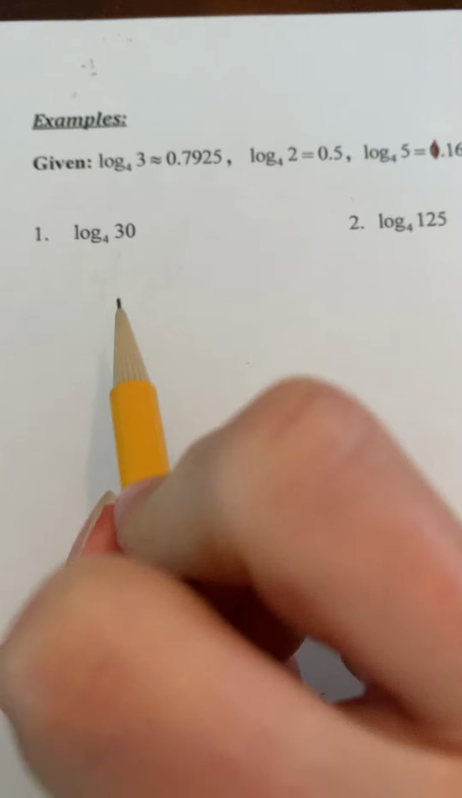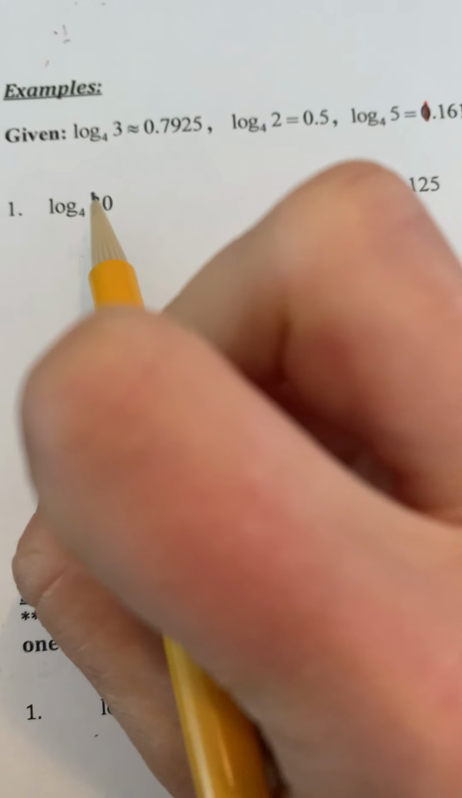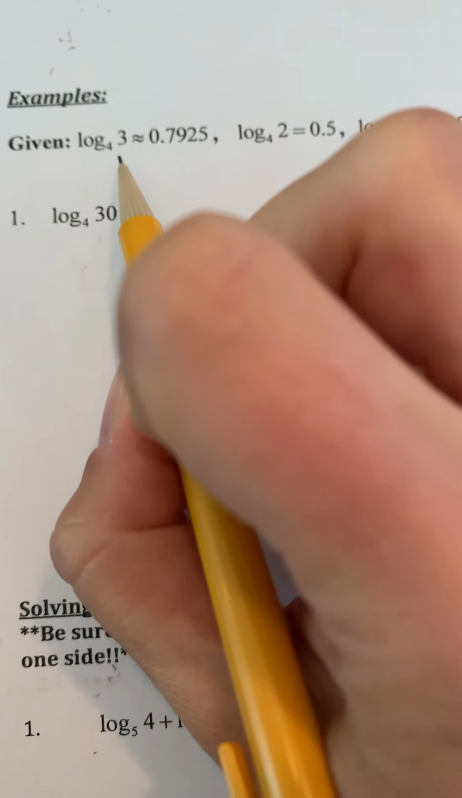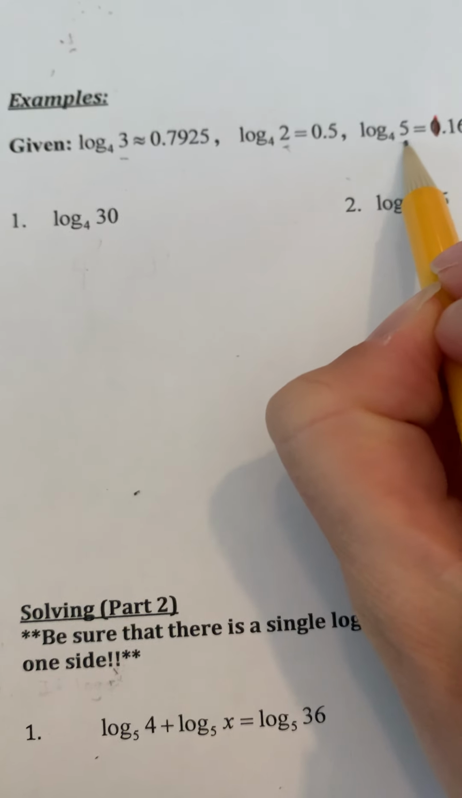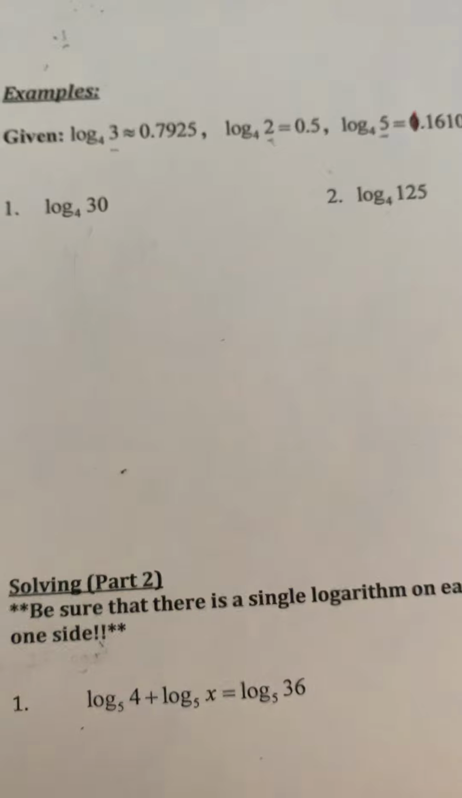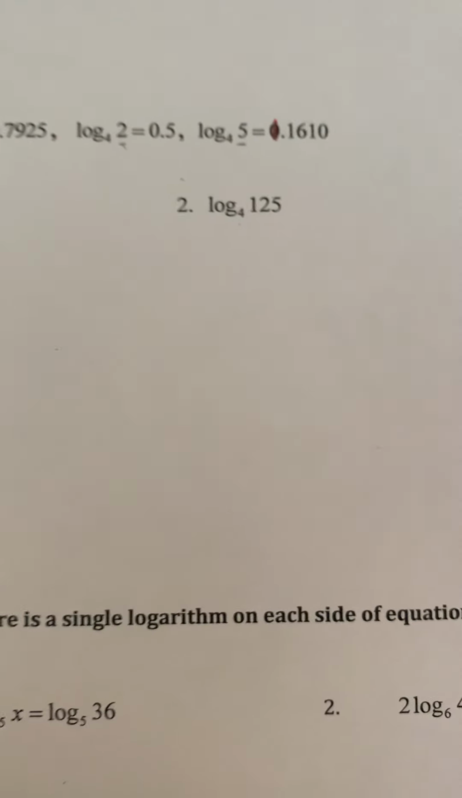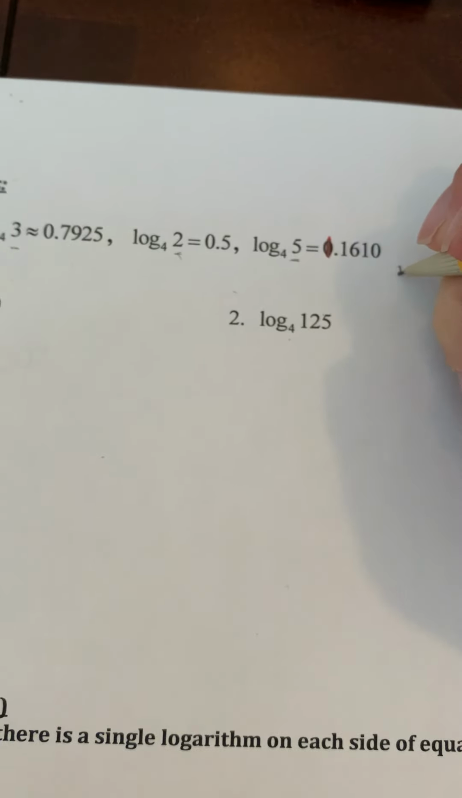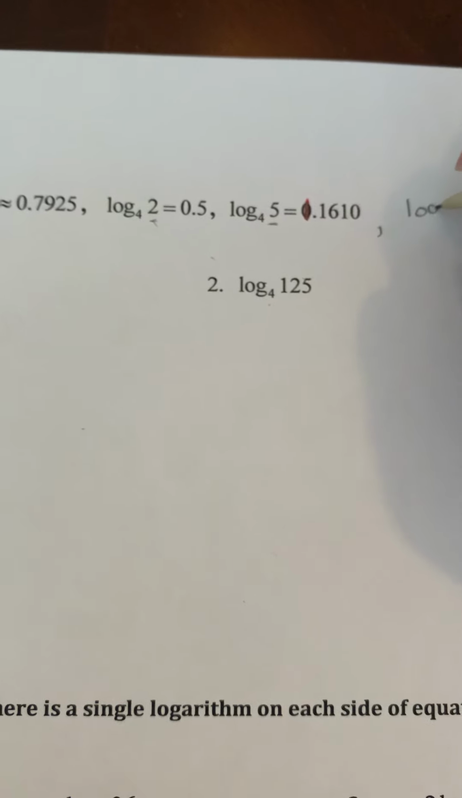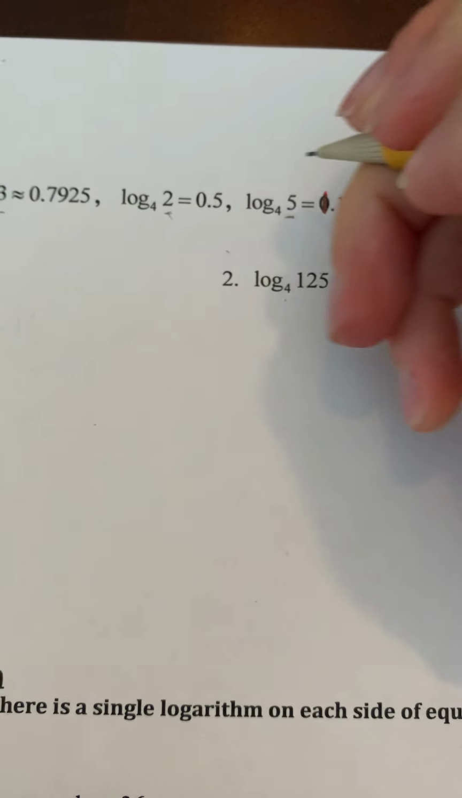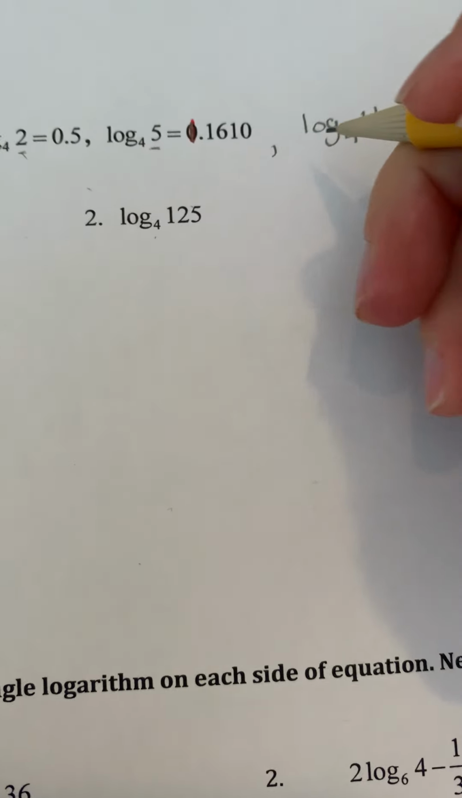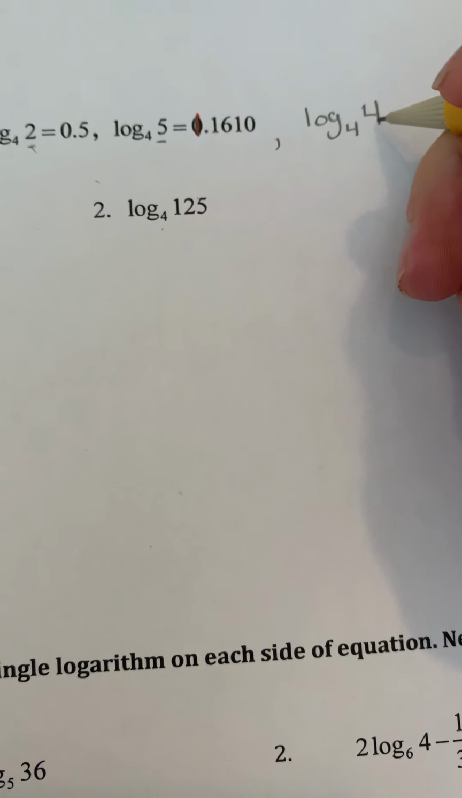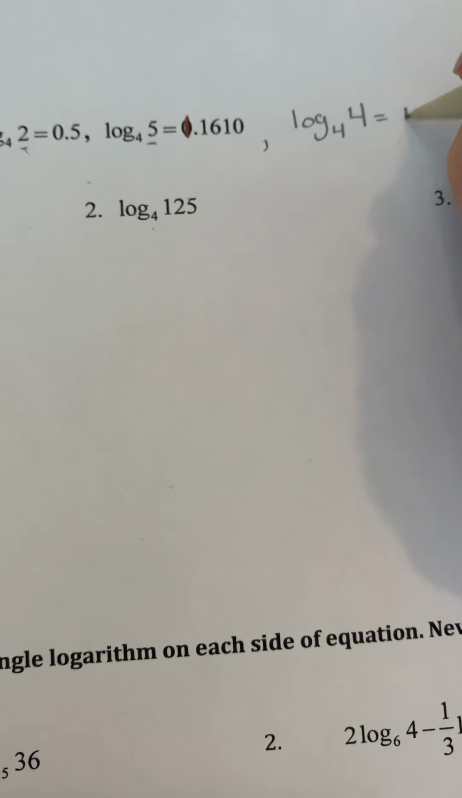So what we're going to do is look at this 30. We're going to try to rewrite 30 using a 3, a 2, a 5, or one more special logarithm that they did not give us. And that's by using our properties that we've already learned. That's by using the log base 4, because all of these are bases of 4, log base 4 of 4. Who remembers what that property will be? When you have the base and the logarithm the same value, it equals 1.